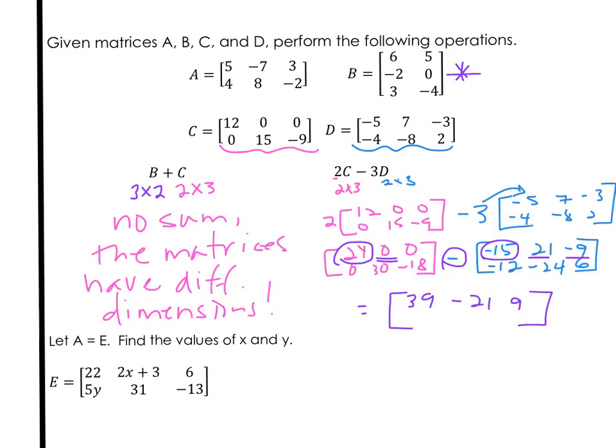negative 21, positive 9. In row 2, I would have 0 minus negative 12, which becomes 12. 30 minus negative 24 becomes 30 plus 24, which is 54. And in that last element for row 2, column 3, negative 18 minus that 6 gives us negative 24. Here's our answer for the difference of 2C minus 3D. And that's how you would work with scalars and addition and/or subtraction.